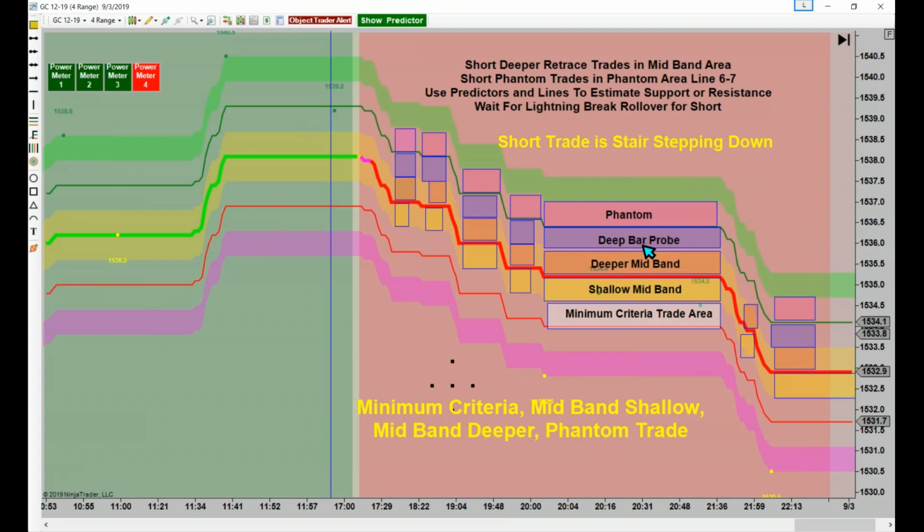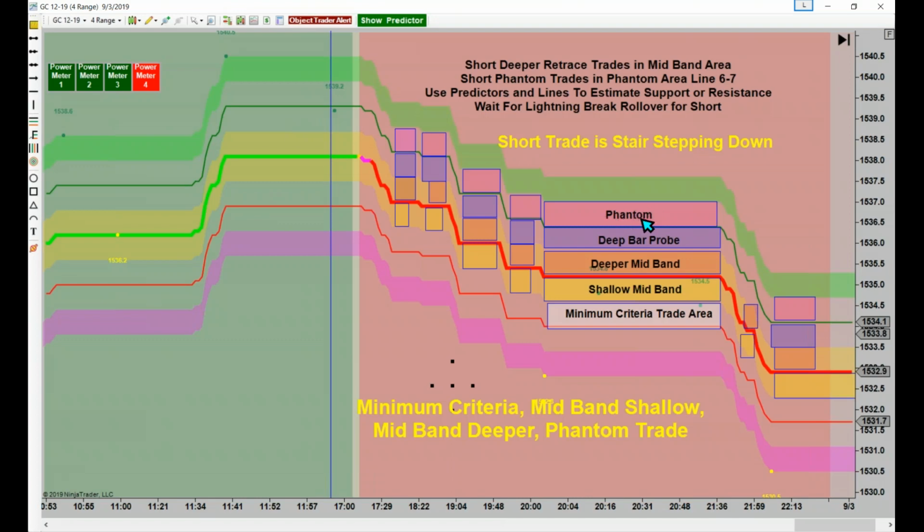Okay. Now, does everybody see so far what I'm talking about when I talk about deeper trades? Deeper trades on a short will always be above mid-band. A deeper trade than that will always be above like line 5, in the line 5 to 6 area. And then your phantom trades will be line 6 to 7.